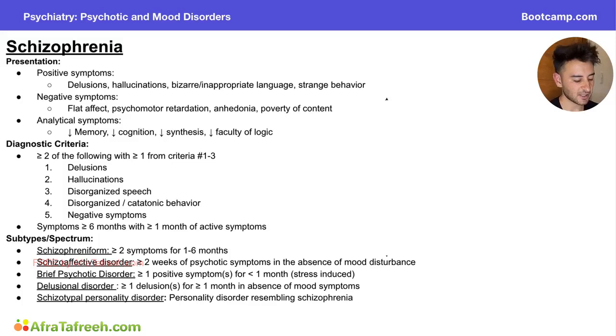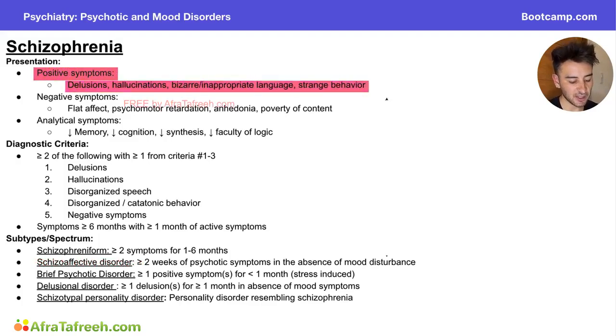So we'll start off by talking about positive symptoms, which are going to be characterized by things like delusions, hallucinations, bizarre and inappropriate language, as well as strange behavior. These are a lot of the symptoms we talked about in our psychosis video. Now, we are also going to have negative symptoms associated with schizophrenia, and these symptoms are flat affect, psychomotor retardation, anhedonia, and poverty of content.